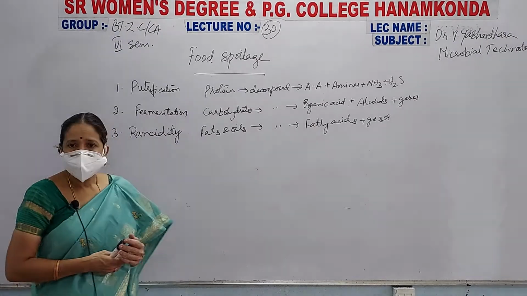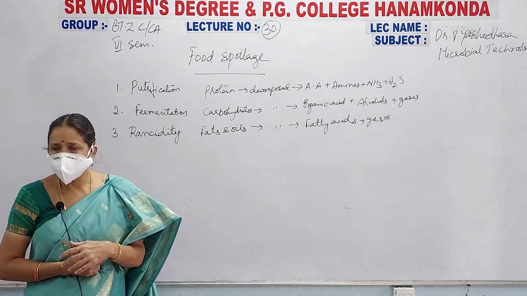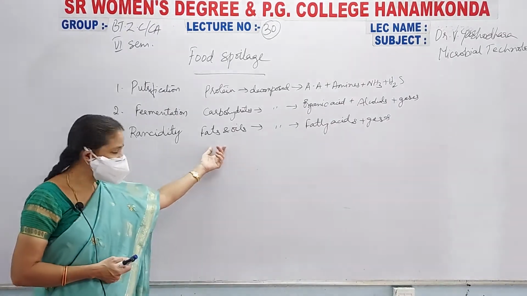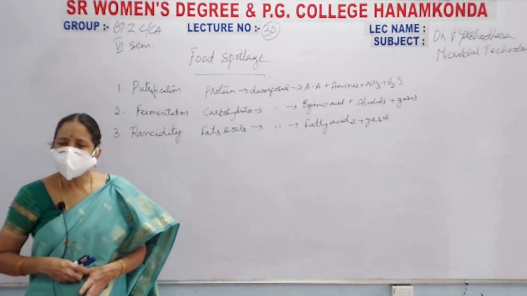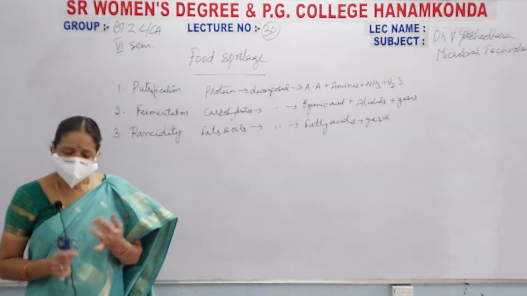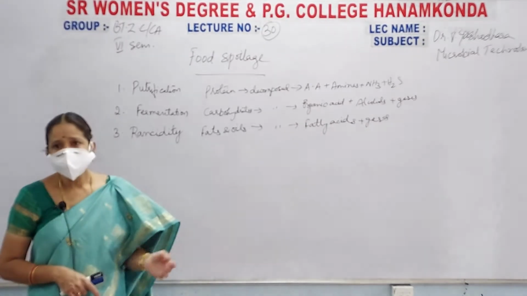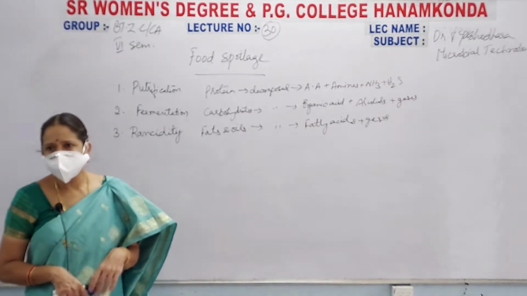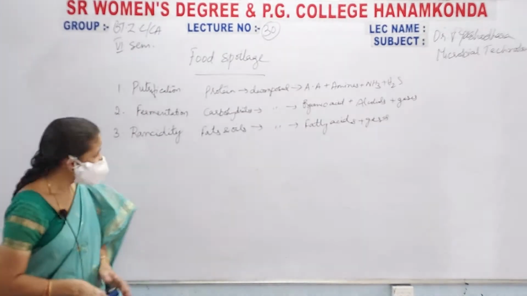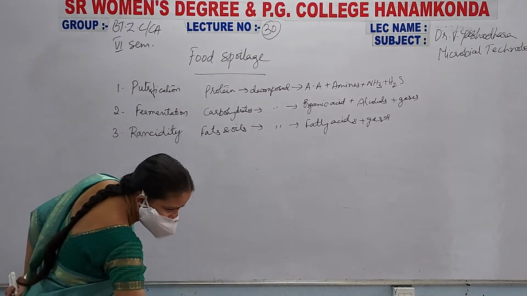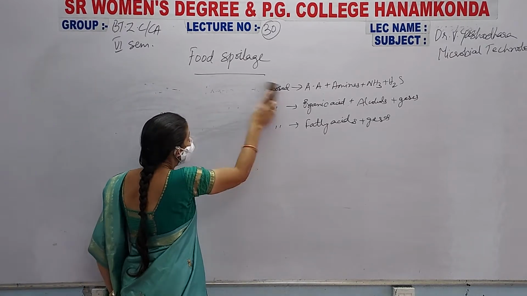Now coming to the rancifying bacteria. These rancifying or lipolytic bacteria, because here we are talking about lipids. Fats and oils come under lipids. So these lipolytic bacteria are Pseudomonas, molds, etc. Both the putrefying and fermenting bacteria come under these lipolytic bacteria. Coming to food spoilage, again it can be intrinsic or extrinsic.